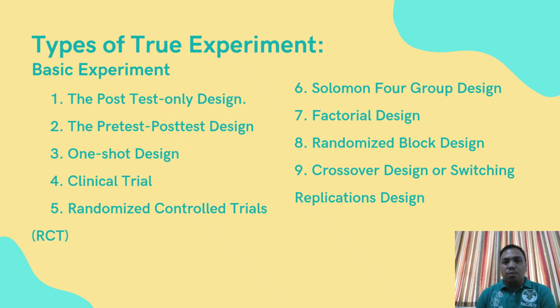And then we have your randomized block design. It groups participants with similar characteristics and then randomly assigns them to the treatment, reducing the variability and improving precision. Crossover design or switching replication design has participants receive multiple treatments in a sequential order, allowing each group to serve as both experimental and control at different times, which helps compare interventions within the same participants.